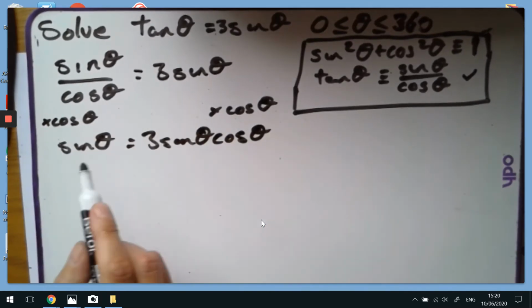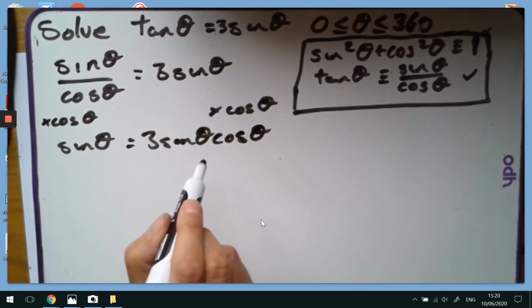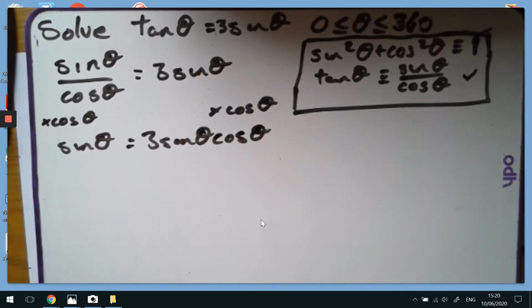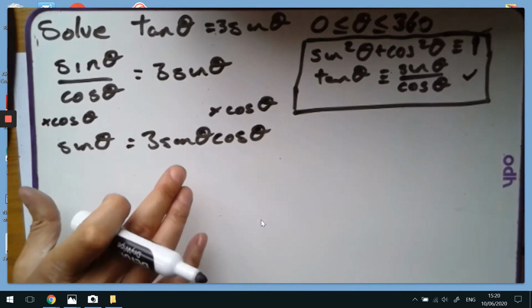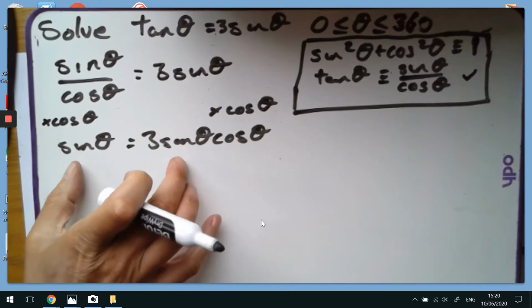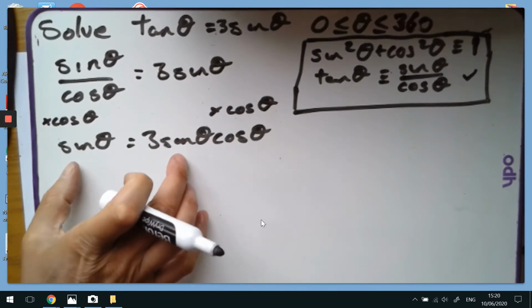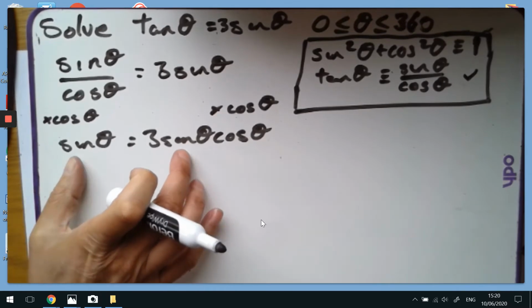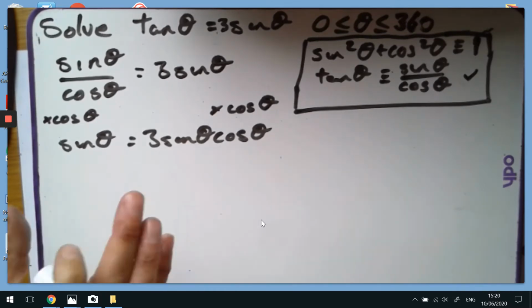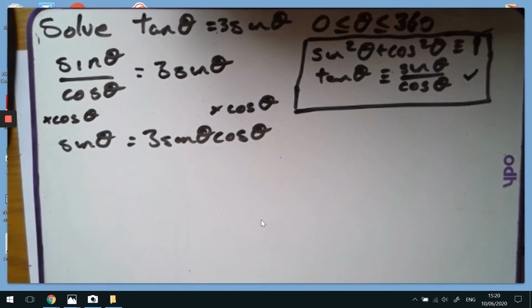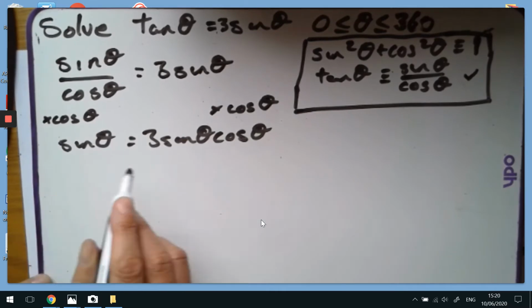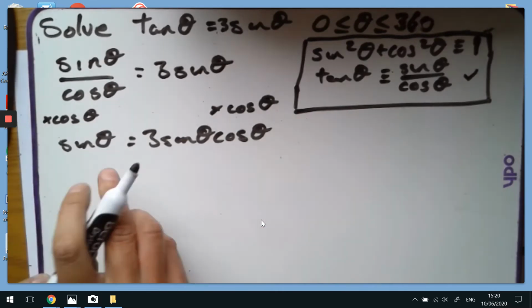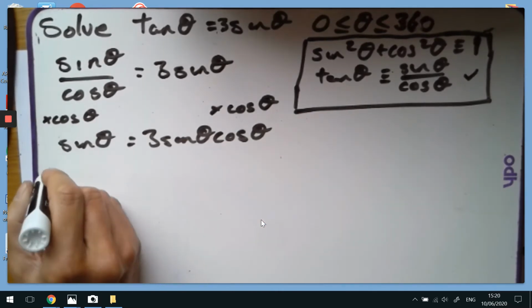Now, really important point here. There's a very common mistake made by students at this point, and I'll come back to this at the end, and we'll look at what would have happened if we'd done it. But a really common mistake at this point is to divide through by sine theta, and you must not do that. Rather than do that, I'm going to subtract sine theta.